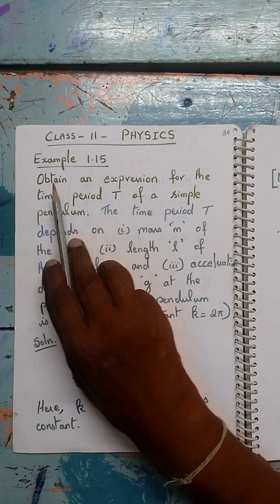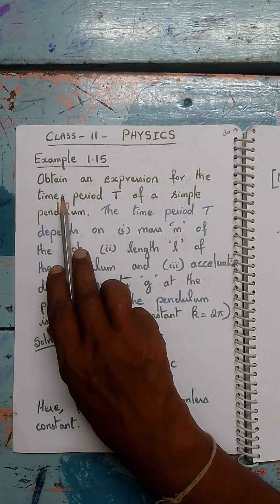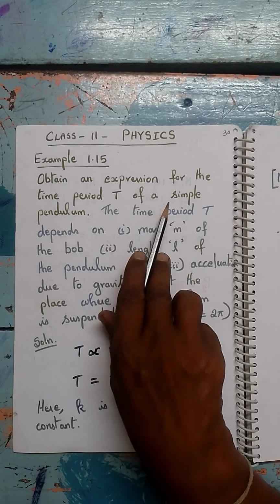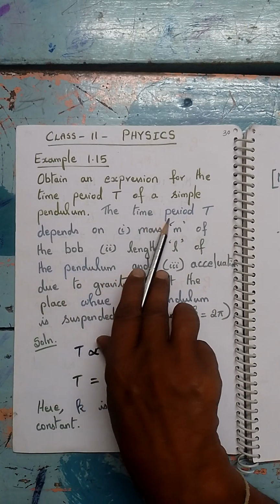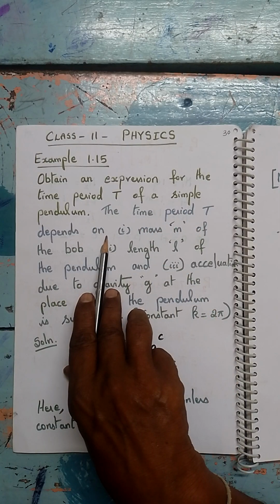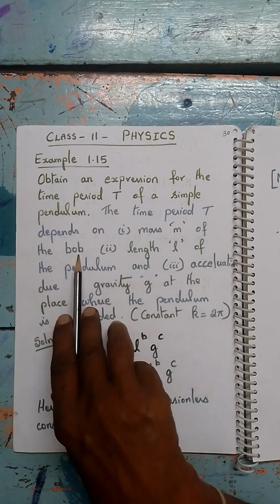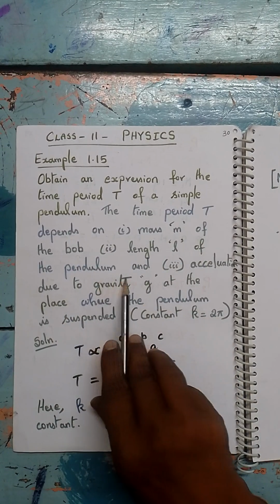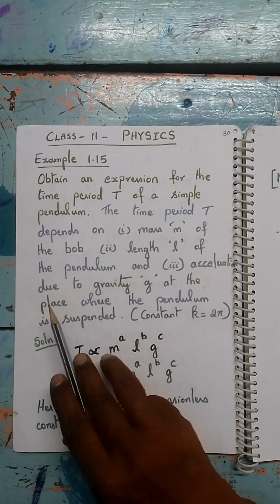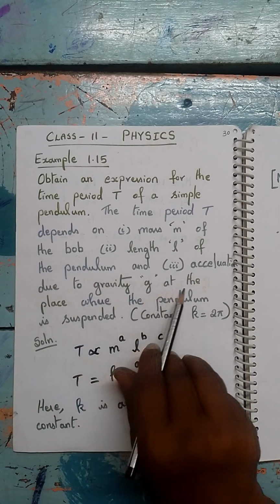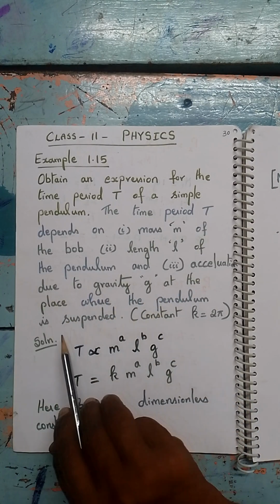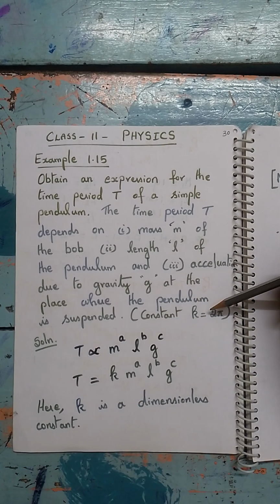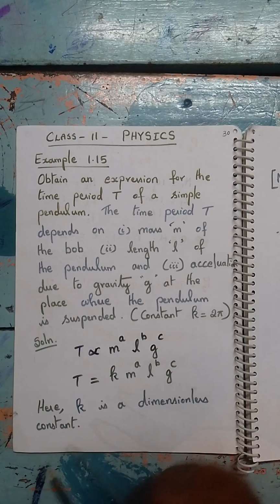Class 11 Physics, example 1.15. Obtain an expression for the time period T of a simple pendulum. The time period T depends on mass m of the bob, length L of the pendulum, and acceleration due to gravity g at the place where the pendulum is suspended. Take the constant k as 2 pi.